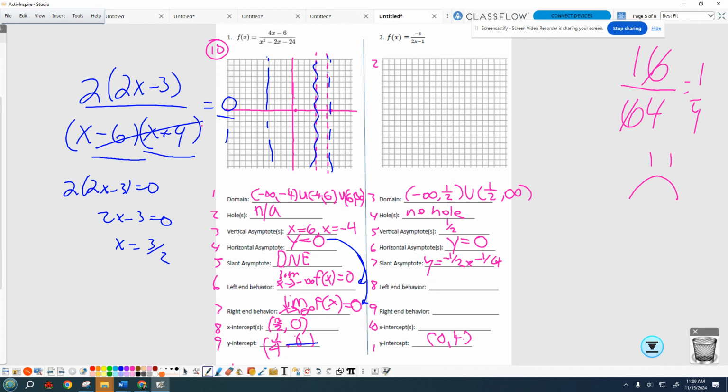Y-intercept is written backwards. When x is 0, all this stuff goes away. Negative 6 over negative 24 is positive 1/4. So this will be marked wrong on a test. If you tell me it's 1/4, 0, when it's 0, 1/4, that's wrong. Okay?